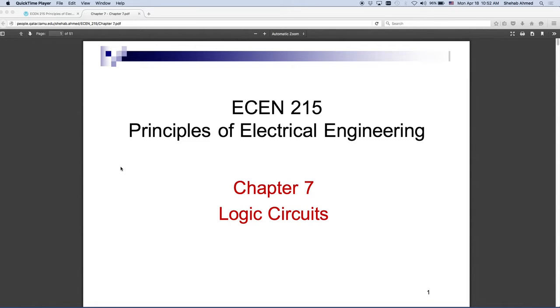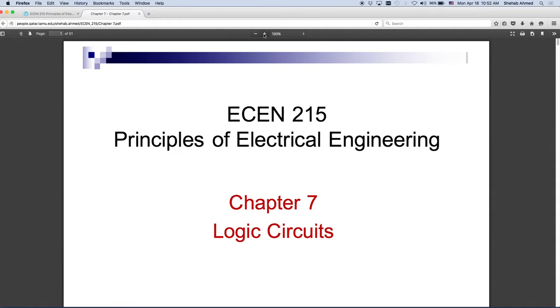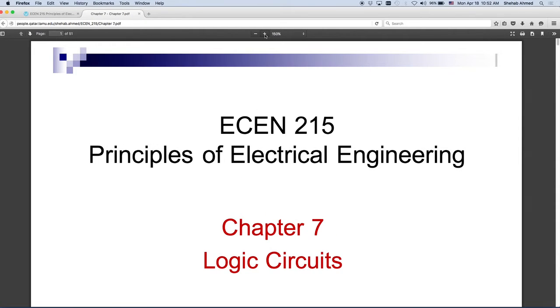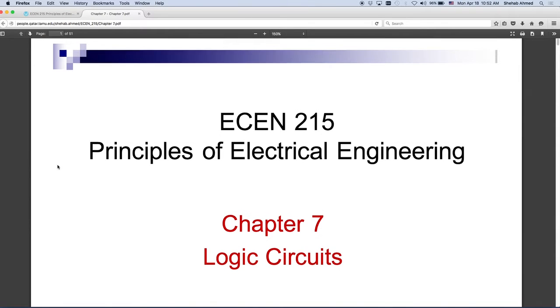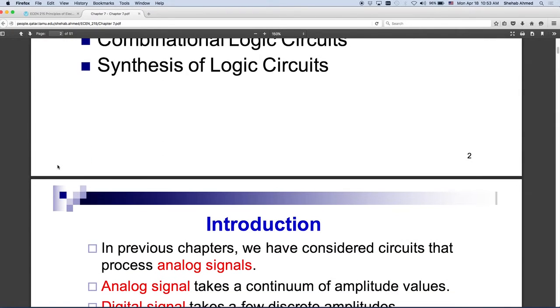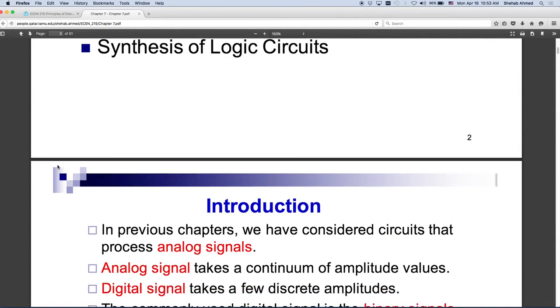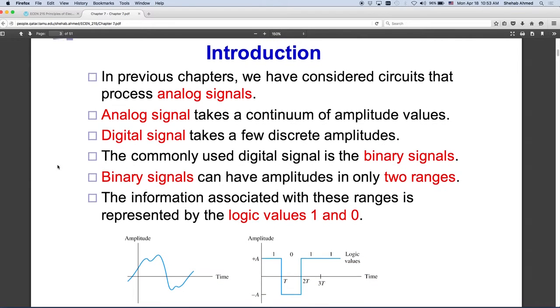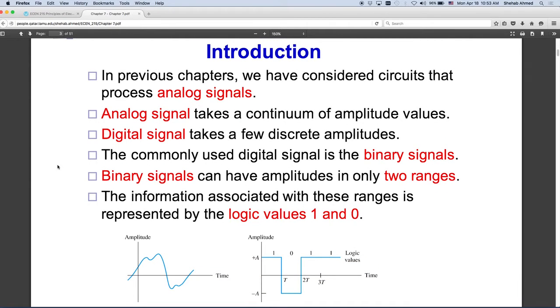So anyway, we'll get started with chapter 7, the logic circuits chapter. It should be very different from what we've covered before. I think you'll enjoy it a lot more if you can enjoy electrical engineering. The idea is this is more of what happens inside the computer.